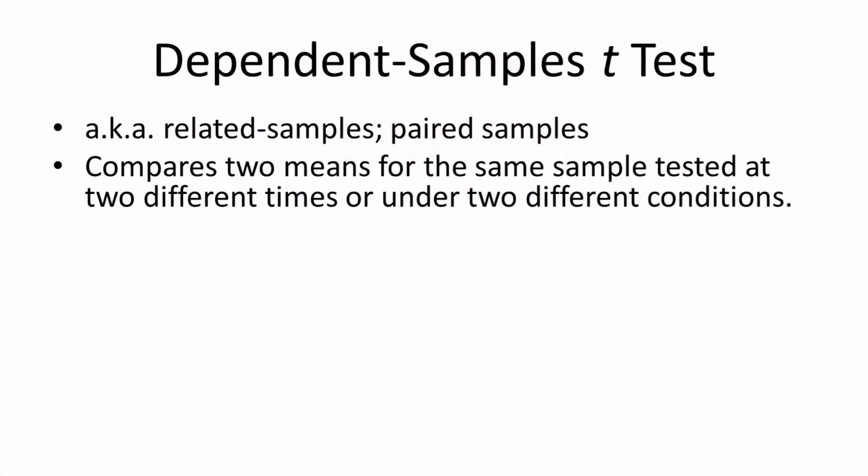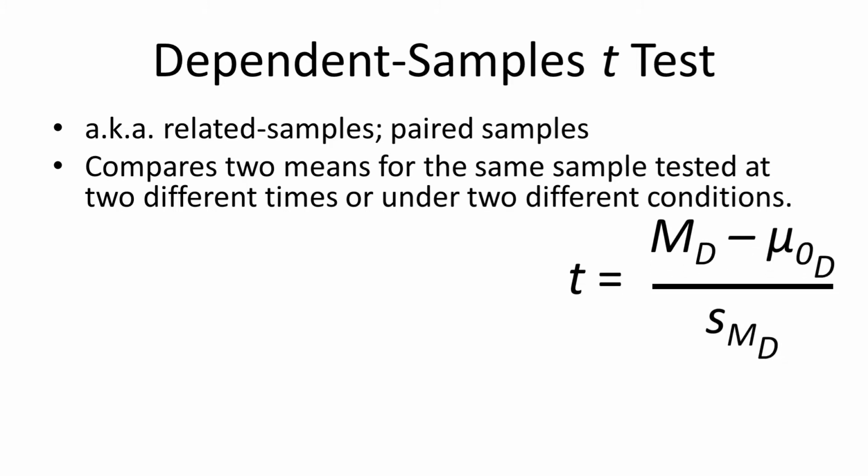And then you have the dependent samples t-test. Sometimes it's called the related samples or the paired samples test. That's where you compare two means for the same sample being tested at different times or under two different conditions. Here's the formula for that.